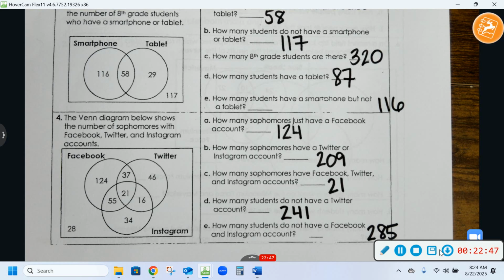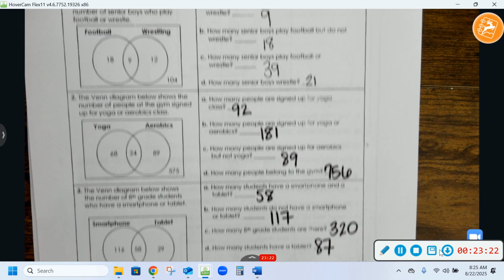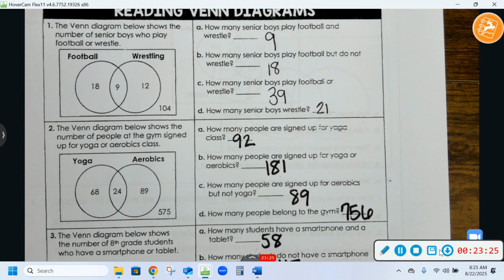How many students do not have a Facebook and Instagram? Facebook and Instagram is only this little petal right here. These are the kids that have Facebook and Instagram. All of these other numbers get added together. I just added wrong numbers. I got 6. So we have to pay attention where it says and or. That's what happens on these. Can you scroll up? Alright, check the last ones.